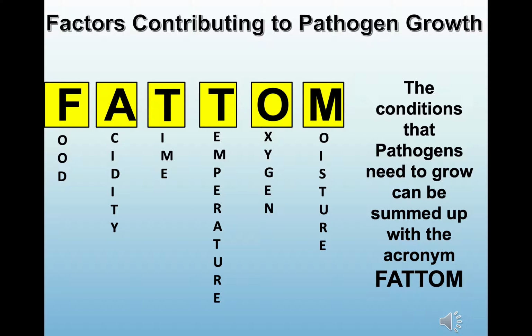An acronym commonly used in food safety to remember these conditions is FAT-TOM. FAT-TOM is a mnemonic device that is used to describe the 6 favorable conditions required for the growth of foodborne pathogens. It stands for food, acidity, time, temperature, oxygen, and moisture. We will discuss each of these conditions in detail as our class continues.